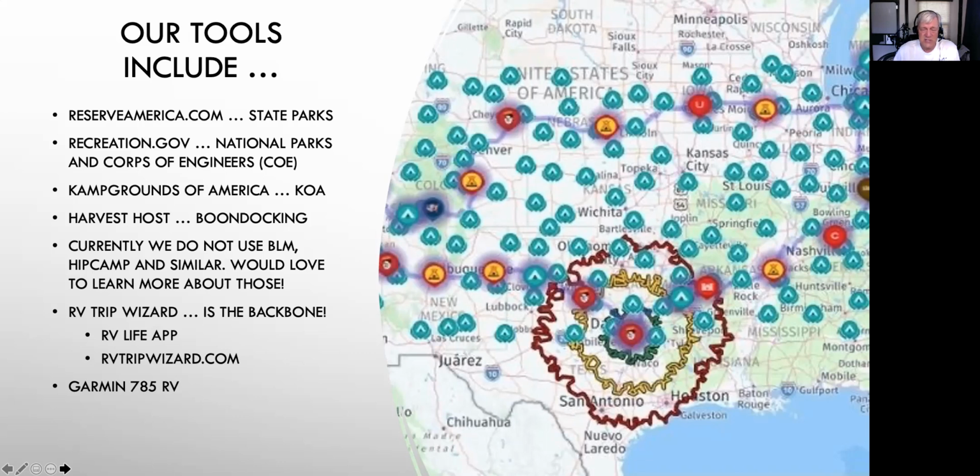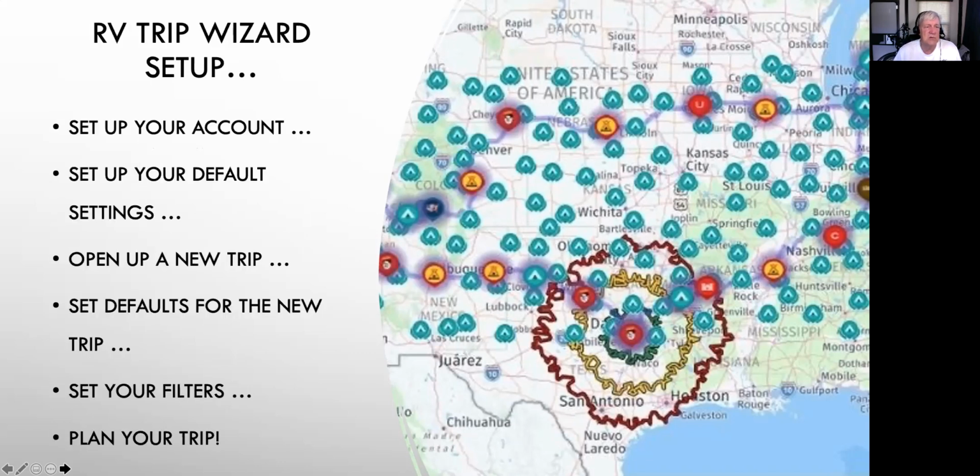And then we have a Garmin 785 RV model. I like that particular model because it has a dash cam built in. And I actually use it to do all of my point-to-point navigating. I do not use RV Trip Wizard to navigate. I know folks that do, and they like it. I don't, and it's not because I don't like it. It's just because I prefer my Garmin 785. I have confidence in it, and like I said, I just use it to navigate point-to-point. So those are the tools that we use, and a couple of the tools that we don't use.